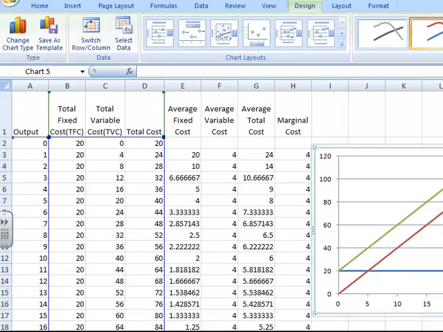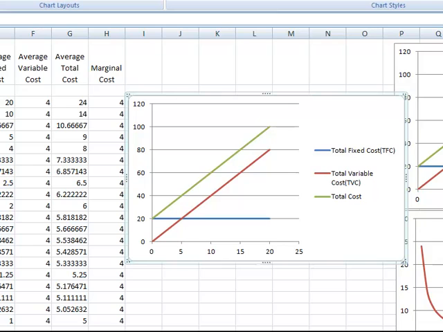Hold on, let me put the screen here. See, this is the total. The blue one is the total fixed cost. It is 20. It does not change as the output changes. Total variable cost is this red line, and the total cost is this green line. The difference between the total cost and the total variable cost is the total fixed cost.